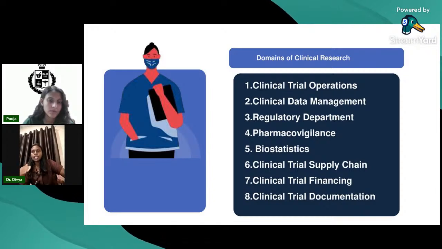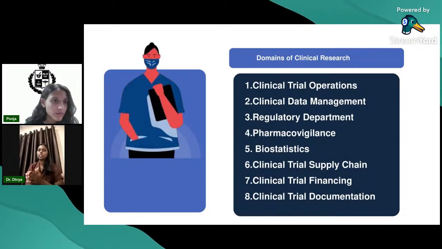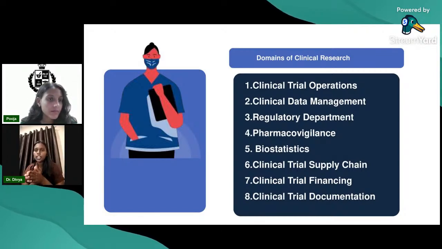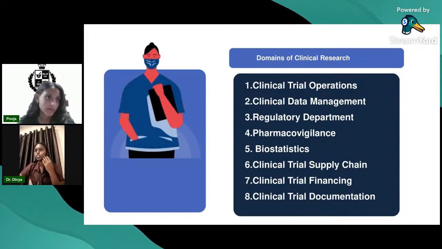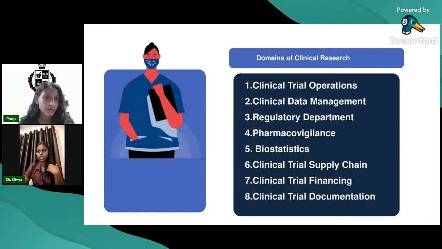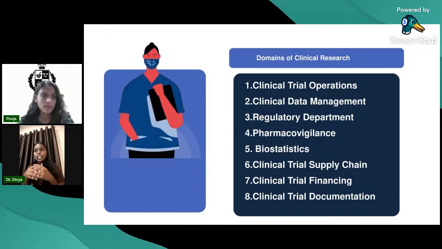Second is clinical data management. As the name suggests, it's a data management system. When we are conducting this trial, the data generated from this trial, for example, this drug is effective in this much percent of the population, or it is not effective in this much percent of the population, this is the data. The people who collect, store, analyze, and handle this data are the people doing clinical data management.